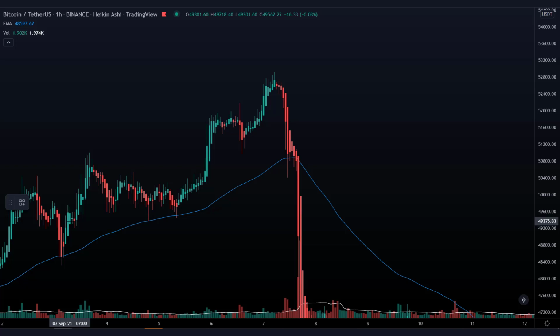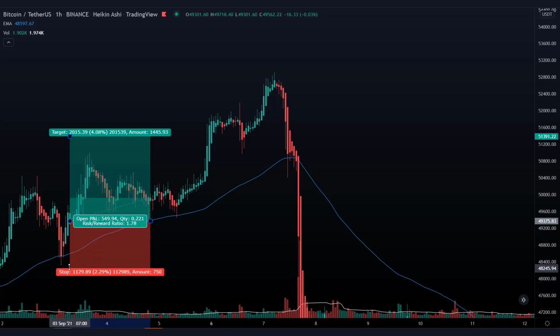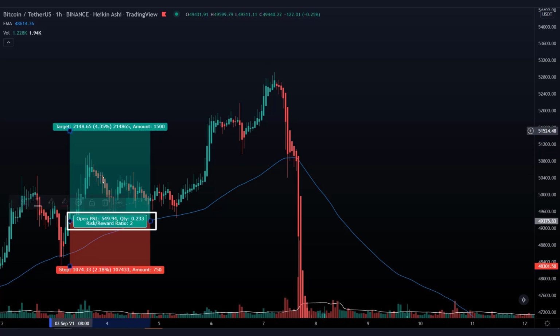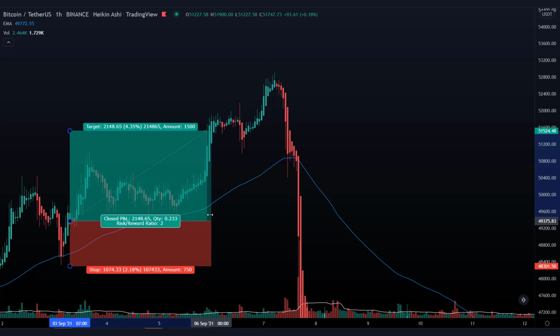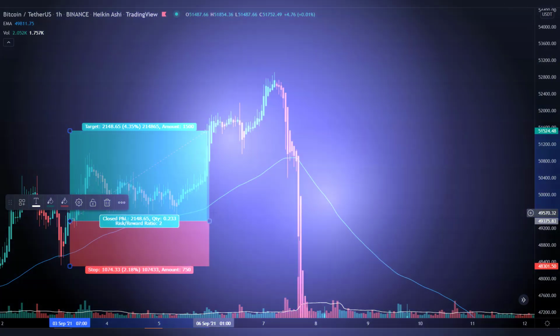So again, if we open a position here and place our stop loss below the last low, we pay out the position with a profit at 2 times as high. You can see that this one was closed with a nice profit.